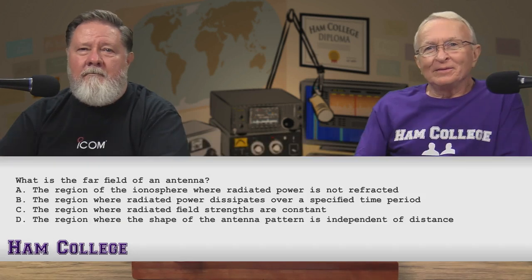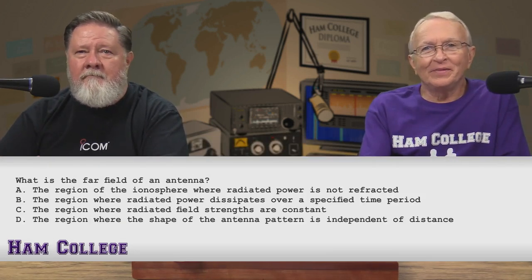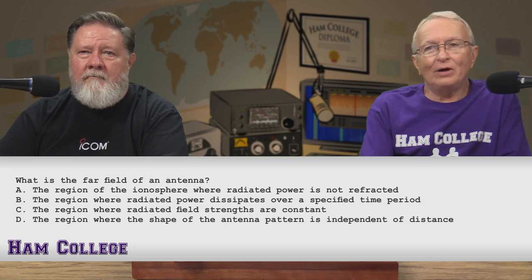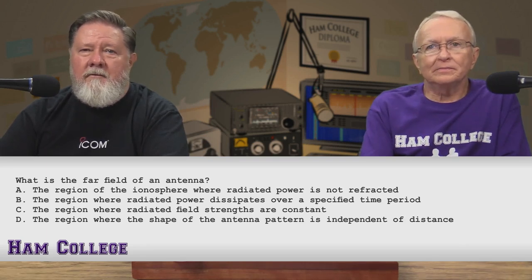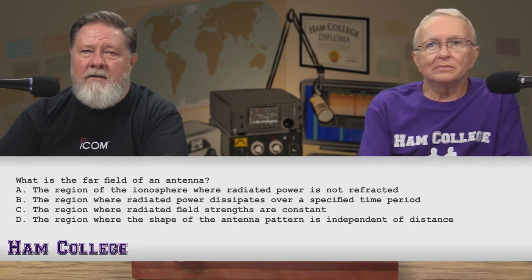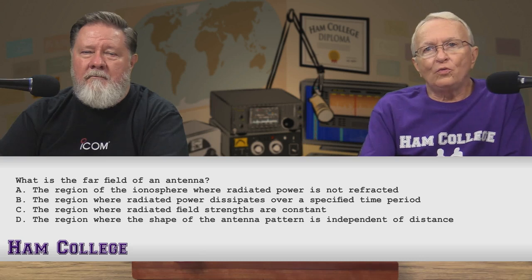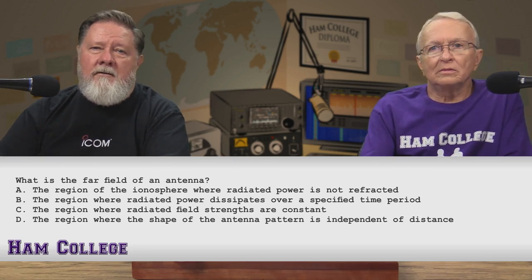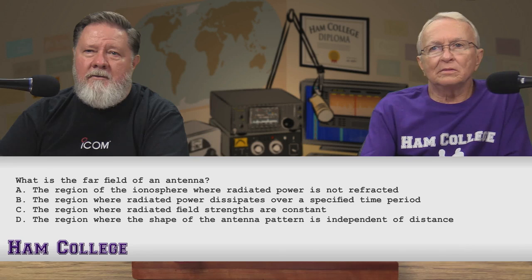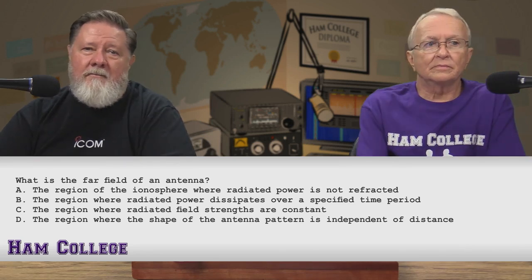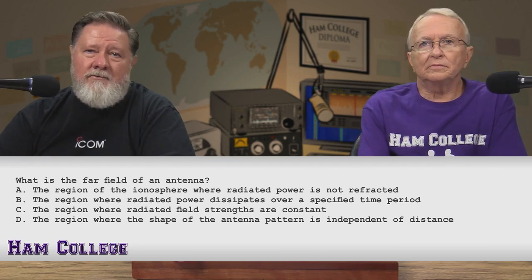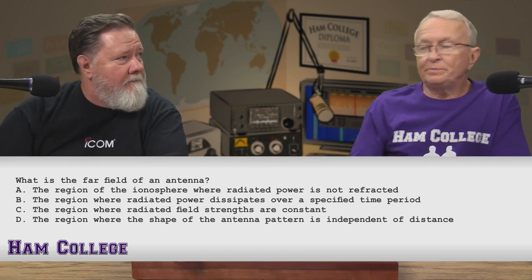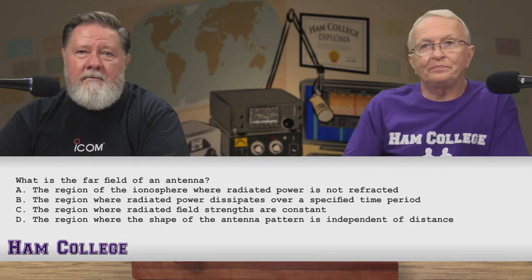What is the far field of an antenna? A, the region of the ionosphere where radiated power is not refracted. B, the region where the radiated power dissipates over a specified time period. C, the region where radiated field strengths are constant. Or D, the region where the shape of the antenna pattern is independent of distance. I'm going to guess it's D, but I'm not 100% sure, but that seems like the answer. Yeah, I'll agree with you. D, okay. Yep, there you go.